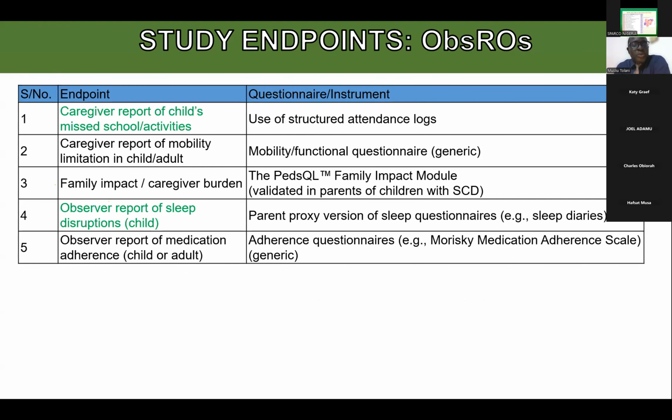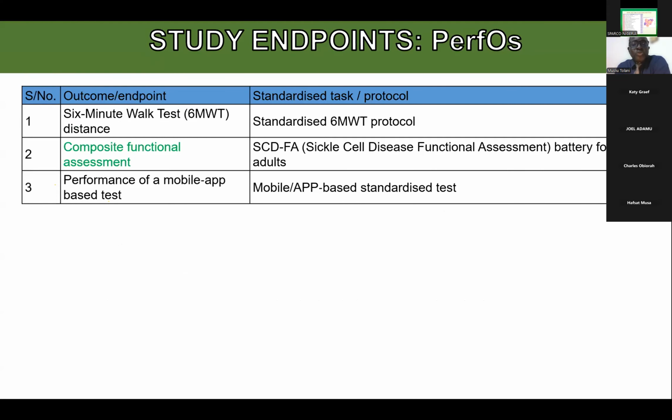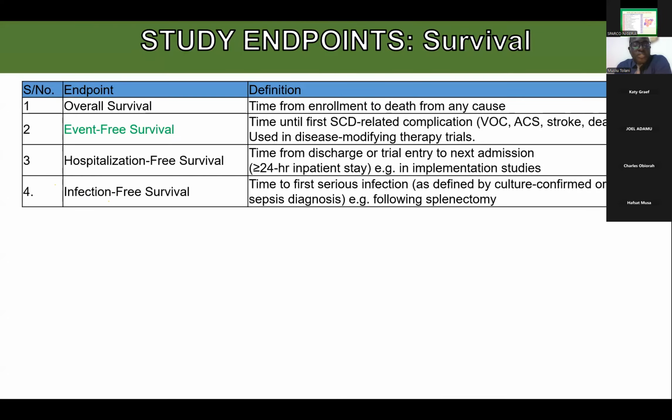Observer-reported endpoints are highlighted: caregiver report of child's mid-school activities, observer report of sleep disruptions. It's based on what you really want to do. And there's really a tool to assess performance outcomes. There's this sickle cell disease functional assessment battery that can be used for composite functional assessments.